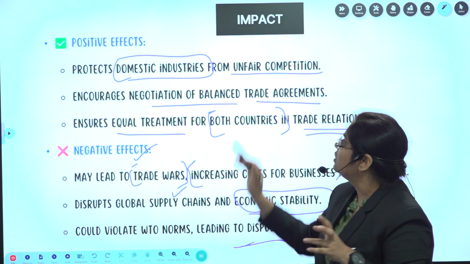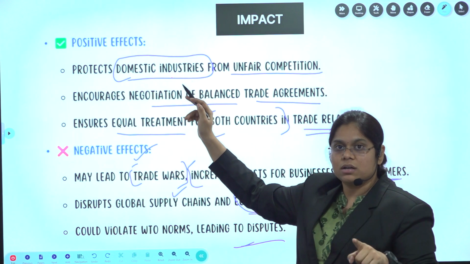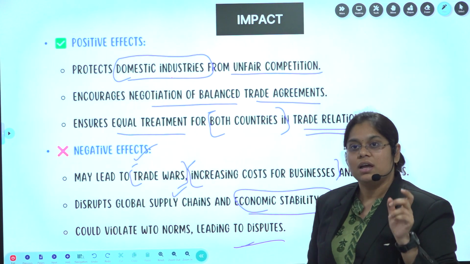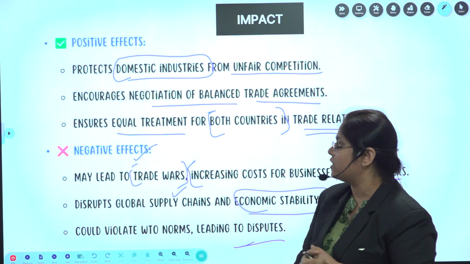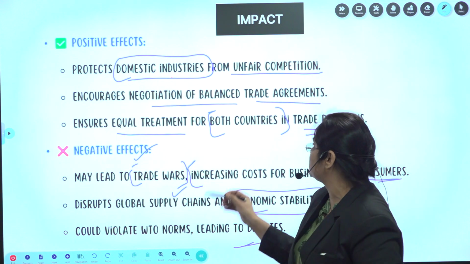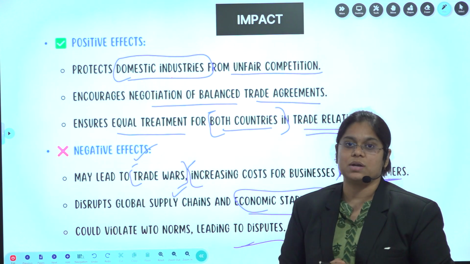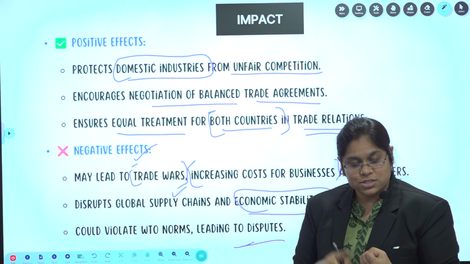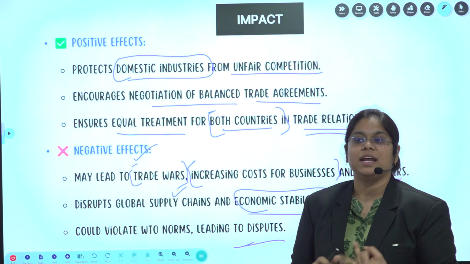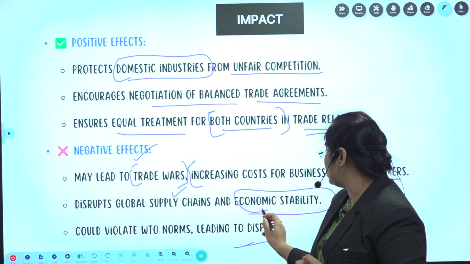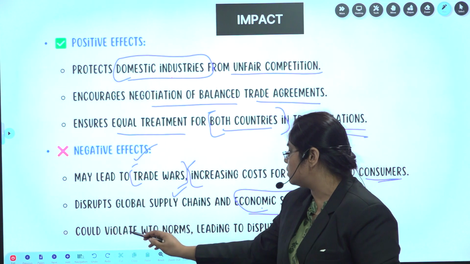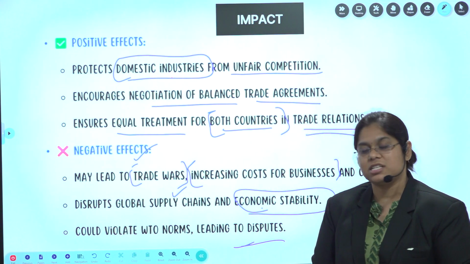Okay, let's see the impacts again. Positive effects: it protects the domestic market from unfair competition, encourages the negotiation of balanced trade agreements, and ensures equal treatment for both countries in trade relations. And what is the negative effect here? It leads to trade war, an increase in prices of goods and services, right? It disrupts the global market and economic stability, and could also violate the WTO norms, leading to disputes.